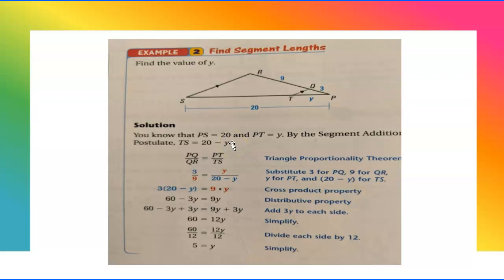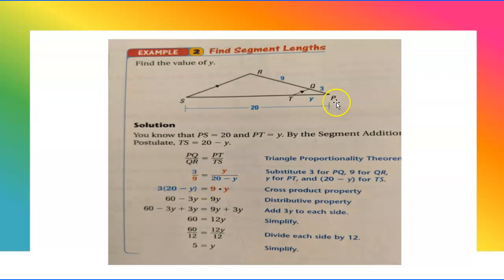So because of that, then I know that this line over here, PR, is proportional to PS. But I'm missing some information here. I'm missing what this piece and Y are. I know that the whole thing is 20, but I don't know what the individual pieces are. So I set up my symbols first. PQ over QR equals PT over TS. Then I go back and I put my numbers in.